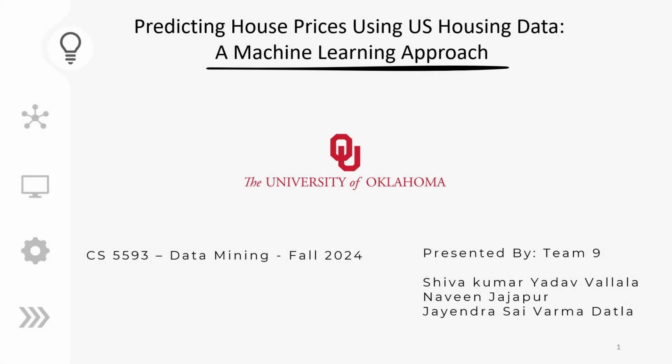My name is Naveen Jalapur, and I'm excited to present our project, Predicting House Prices Using US Housing Data. This work is a collaboration with my team members, Shivakumar Yadav Vallala and Jayendra Varma Datla. We will show you how machine learning can make accurate house price predictions to help users.